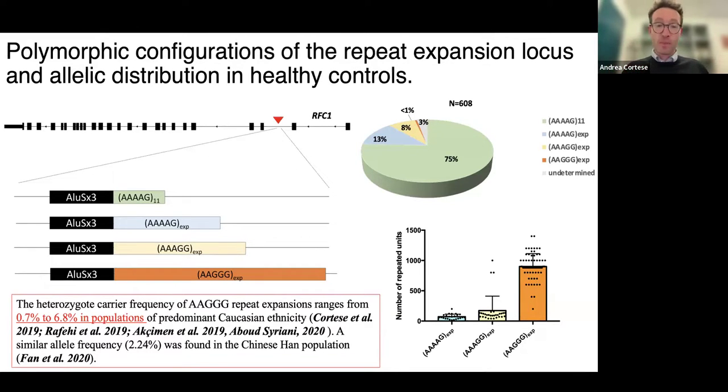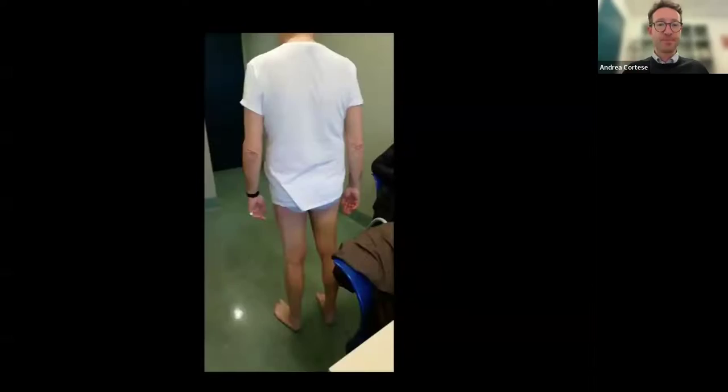Not everyone knows about it, knows the features, and the progression is very slow. And the fact that 1 out of 10 people carries the expanded repeat makes us guess that probably 1 out of 400, 1 out of 600 people is affected by this condition.